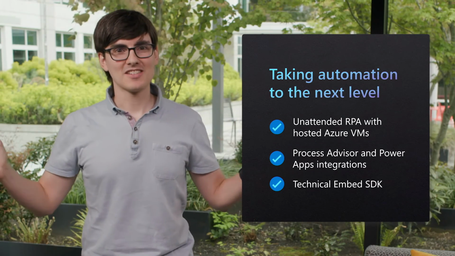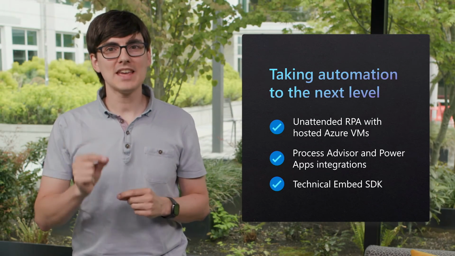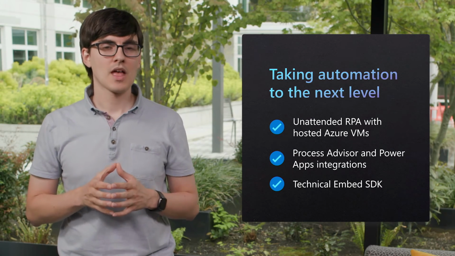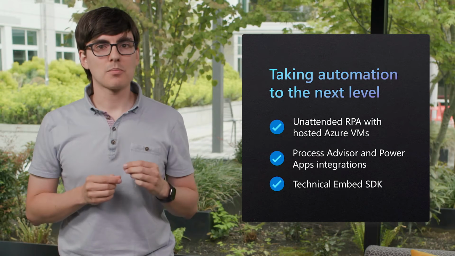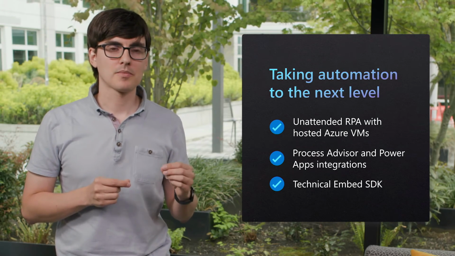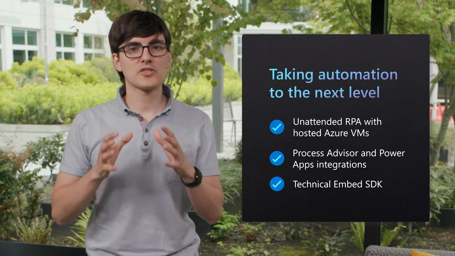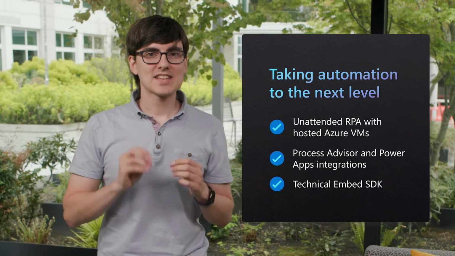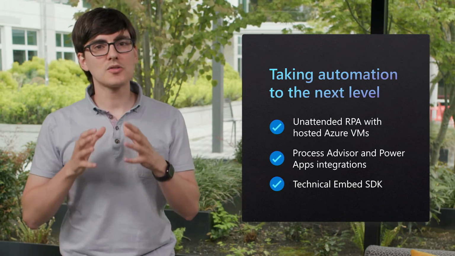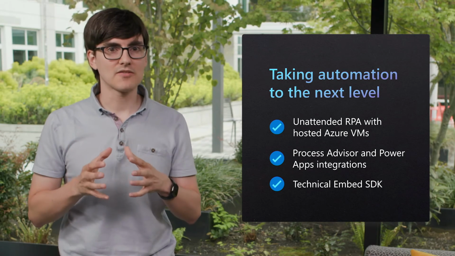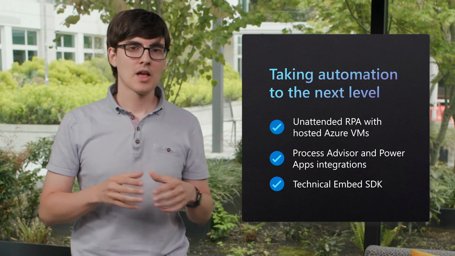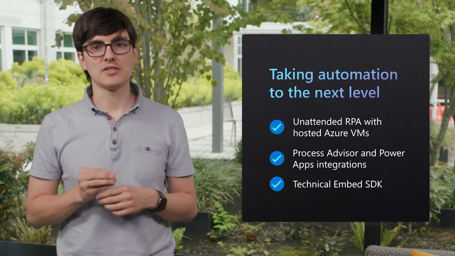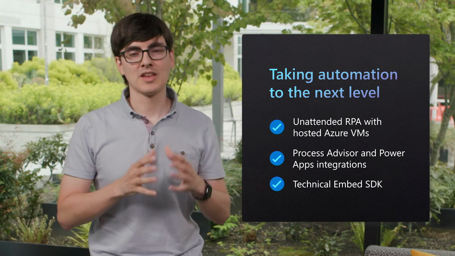But that's not all. Now let's talk about how we're taking automation to the next level with a few exciting announcements. The first is unattended RPA with Azure Virtual Machines. This will enable developers to focus on just building the automation, and we'll handle the rest. Second, we have new integrations with other Power Platform features like Process Advisor and Power Apps. Third, you can now embed Power Automate inside of your own applications, bringing the full power of workflows to any service.